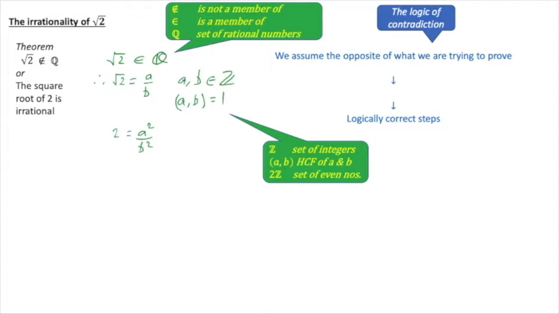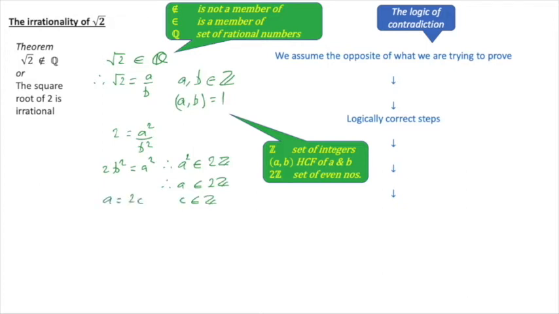Now, if root 2 is equal to a over b, we can square both sides. So we have 2 is equal to a squared over b squared. And that means that 2b squared equals a squared. Now, since a squared is 2 times another integer, then a squared must be in the set of even numbers. And that means that a itself is a member of the even numbers. When we square an even number, we get an even number. When we square an odd number, we get an odd number. Therefore, if a number squared is even, then the number itself is even. So, more logically correct steps.